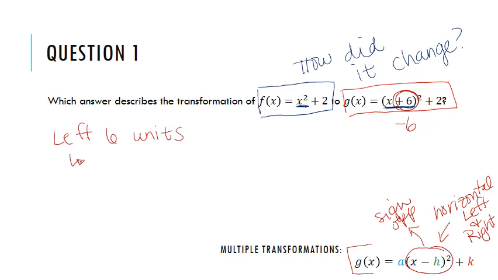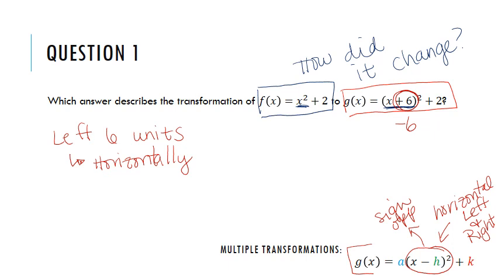Another way is horizontally. Mrs. Stanley can't spell very well. So it's moving horizontally to the left 6 units. I can't remember if they use the word horizontal or not in your answer choices, so I just have it there just in case.